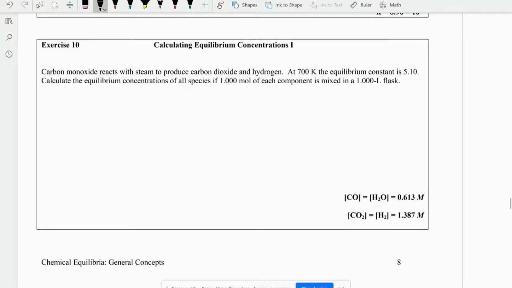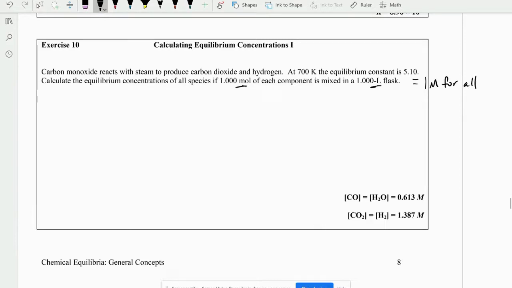Carbon monoxide reacts with steam to produce carbon dioxide and hydrogen. At 700 Kelvin, the equilibrium constant is 5.10. It's asking us to calculate the equilibrium concentrations of all the species of this reaction if 1 mole of each component is mixed in a 1 liter flask. So right off the bat, they basically gave us molarity. They gave us moles and the volume, and we just divide the two. You guys can see here it's going to be 1 molarity for all species. So let me just go ahead and write that. 1 molarity for all.